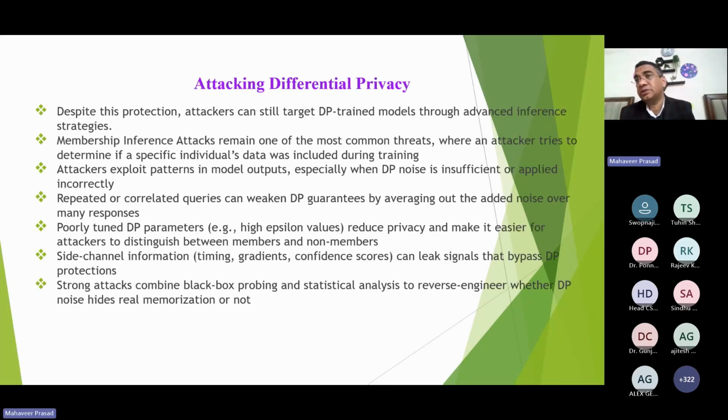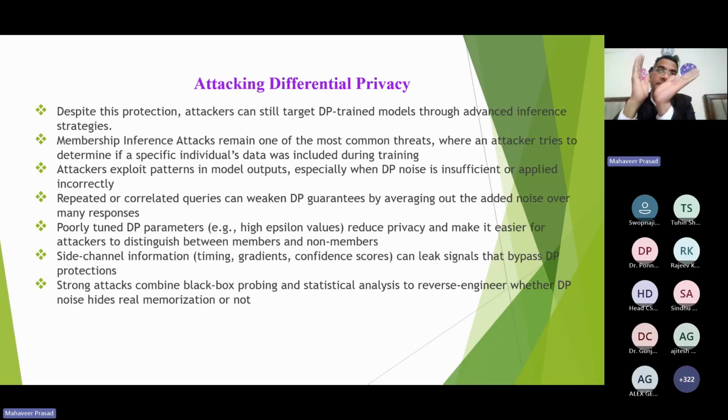So though this differential privacy is providing many security features and helping us a lot, there are still many things which can go wrong with it. Despite its strength, differential privacy can still be attacked. So what attacks can be done even after we implement this differential privacy?